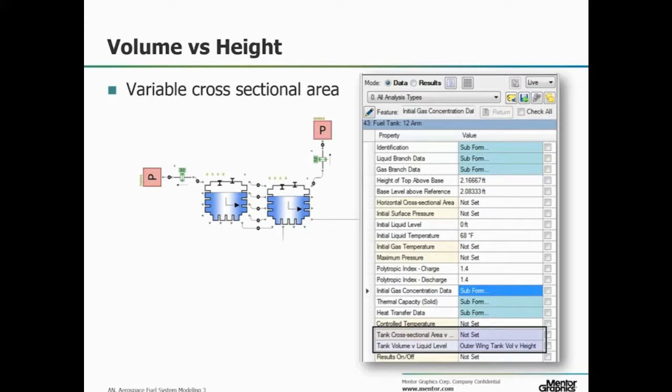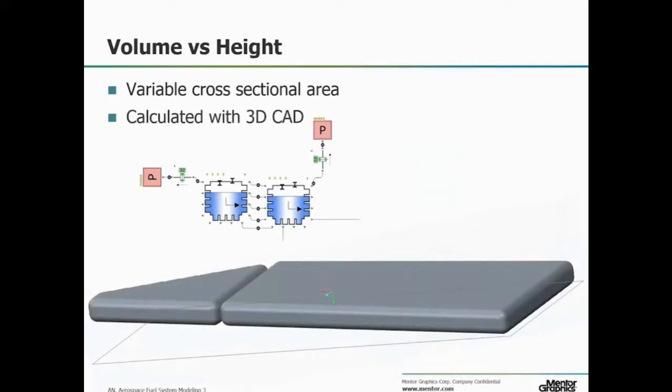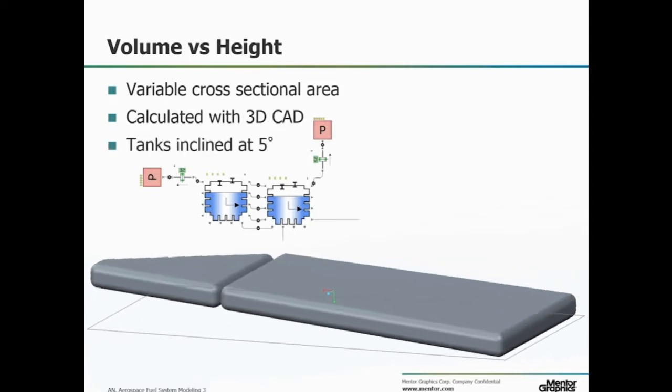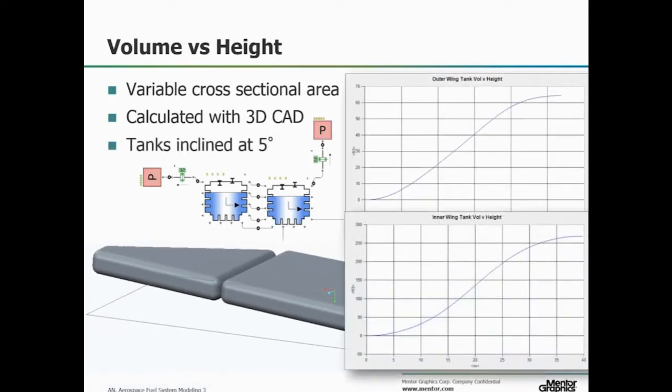In our case, we can use the capability to accurately model the shape of 2 non-rectangular tanks that have a non-uniform cross-sectional area due to their location inside of an aircraft wing with a 5-degree dihedral. Because of the angle of the tanks, the volume increase as a function of height has a pronounced S-shape, instead of the linear relationship expected from a constant cross-section tank in a level attitude.